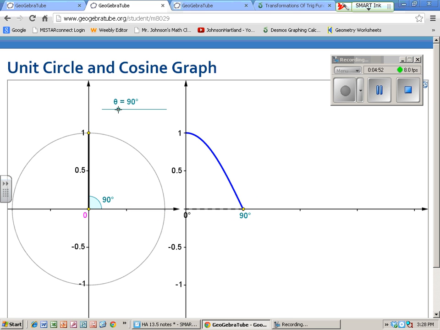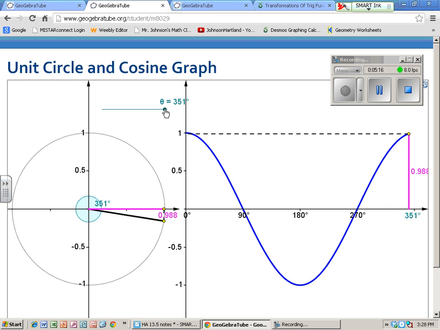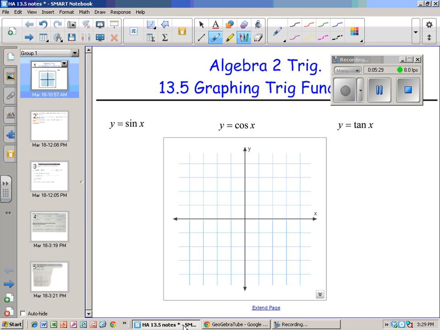As we go from 90 degrees around the circle to 180 degrees, our x-coordinate is going from 0 to negative 1. Now we're here at this point on the unit circle. As we rotate around to 270, our x-coordinate is going to go from -1 back to 0, and then it's going to head back up to 1 as we get back to 360. So it looks basically the same as the sine function, and it really is, but it's shifted a little bit. We'll talk about that in a second. Let's go back to the notes.